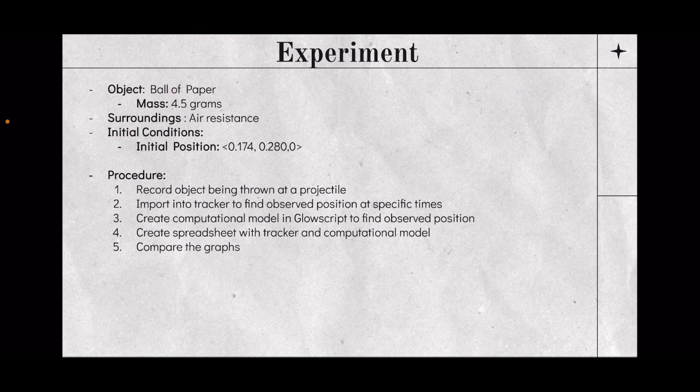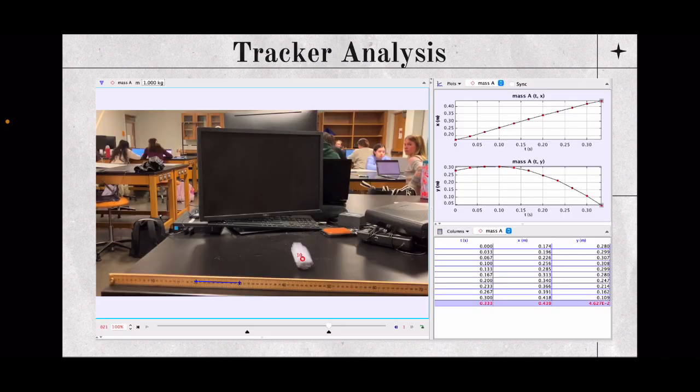For our procedure, we record an object being thrown as a projectile. We then import that object recording into Tracker to find the observed position at specific times. We then create a computational model in GlowScript to find the predicted position. We then create a spreadsheet with the Tracker and computational model data and compare the graphs.